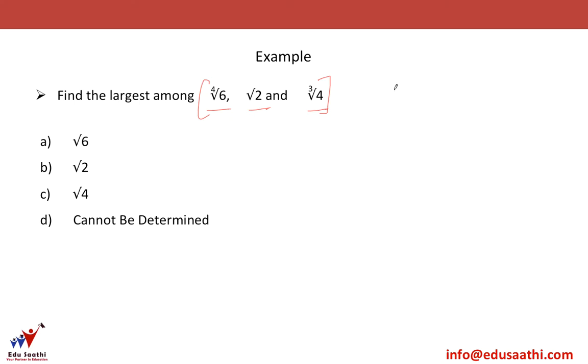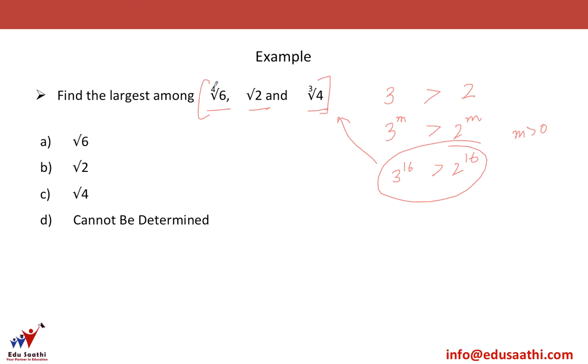Let's say we have two positive numbers, 3 and 2. Now we know that 3 is greater than 2. Then this also means that 3 raised to a power m will also be greater than 2 raised to the same power m, where m is greater than 0. So this means that 3 raised to power, let's say, 16 will also be greater than 2 raised to power 16. This is the property we'll use in this question. So all 6, 2 and 4 are positive numbers.